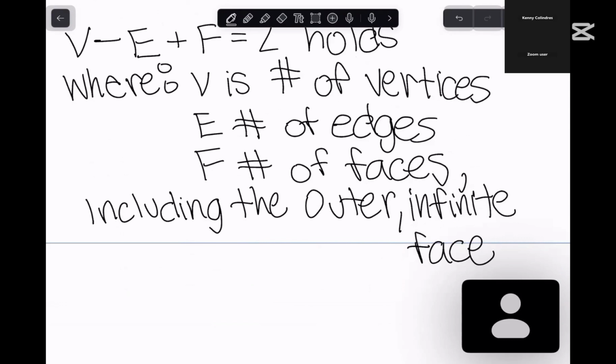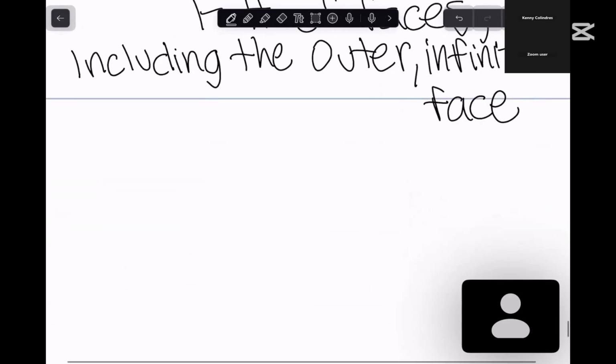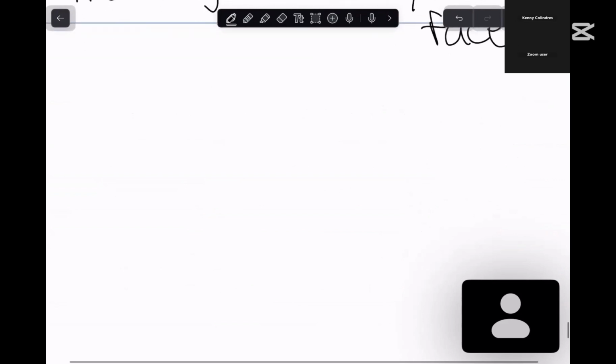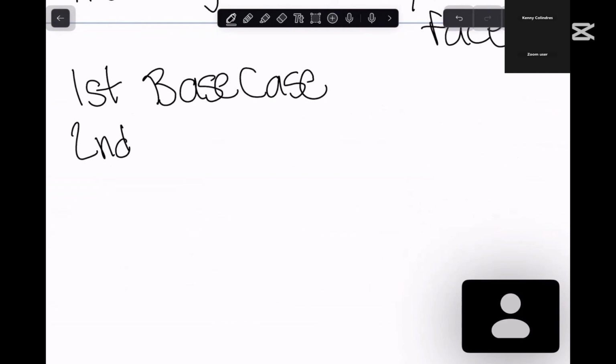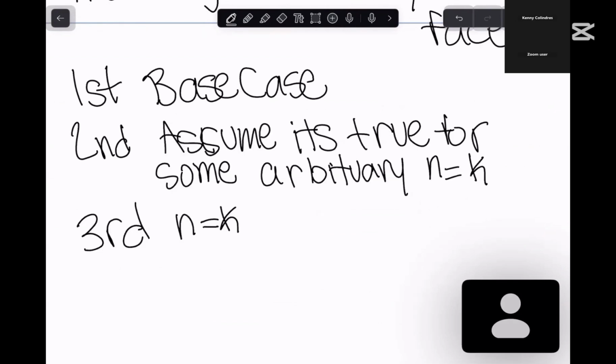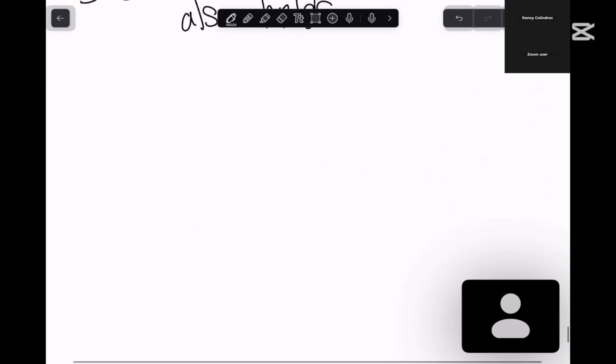There are multiple ways to prove this formula, but we're going to use mathematical induction on the number of edges. First, we'll prove the base case. Second, we'll assume it's true for some arbitrary n equals k. And then we'll prove that if n equals k is true, then it is also true for n equals k plus 1. Let's start with the base case.